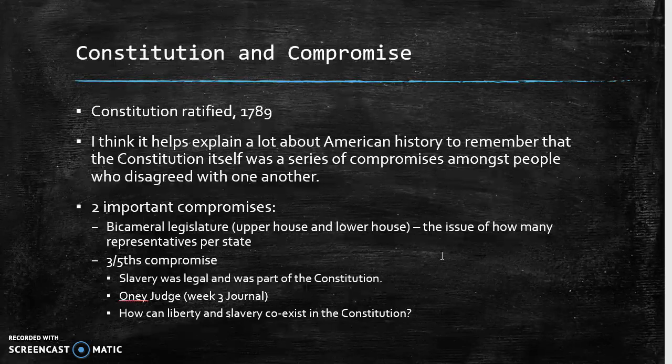This is important to keep in mind because it reminds us that not only was slavery legal, it was actually written into the Constitution. And of course, the big question about that, I think, and the question that would plague Americans until and probably after the Civil War is, how can liberty and slavery coexist? How can you have both at the same time? It actually doesn't make any sense. So that's sort of a lot of what we'll be talking about in the rest of our class.